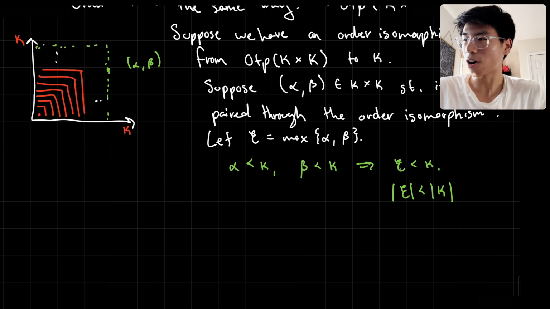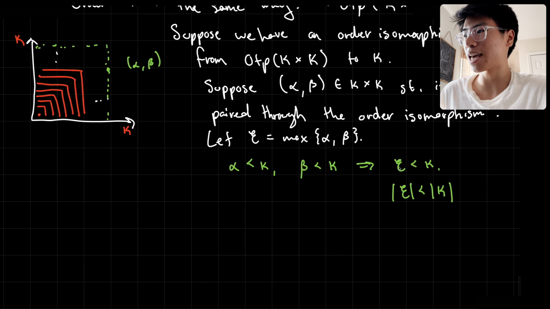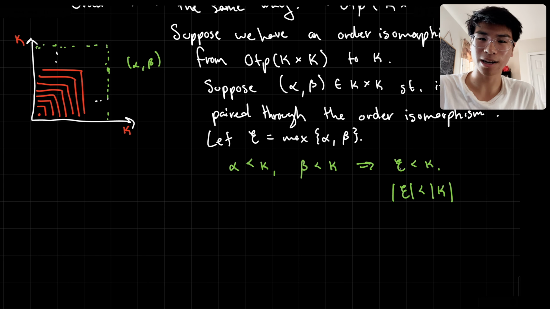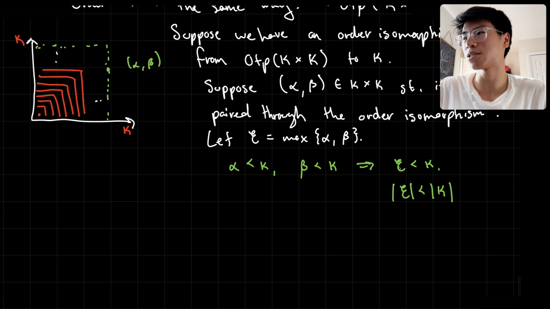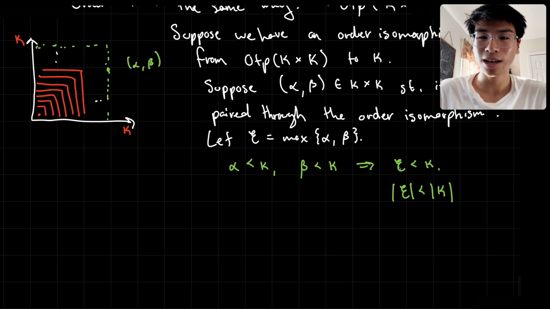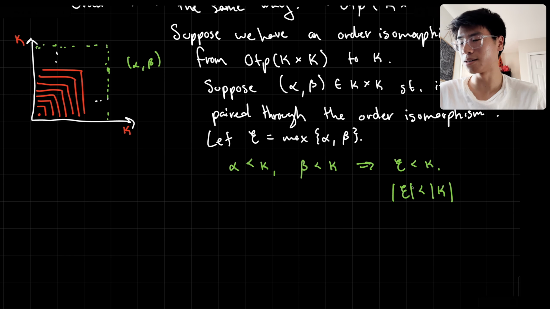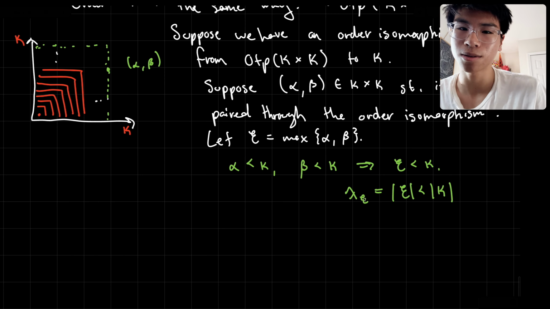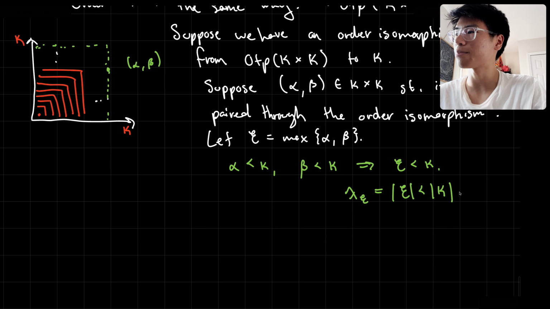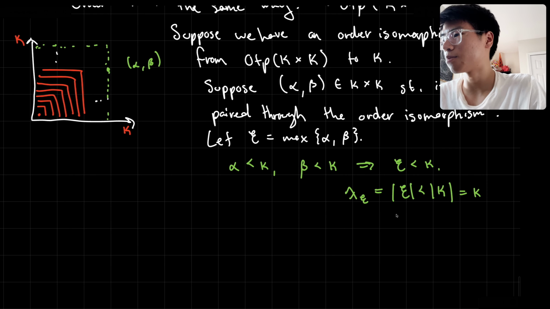You see, if the cardinality of epsilon was equal to kappa, that would imply that epsilon would actually be the smallest cardinal that bijects to kappa. So kappa wouldn't be a cardinal number. So it must be that this is true. So notice that this corresponds to some cardinal number lambda epsilon. And also recall that the cardinality of any cardinal number is just the cardinal itself. So what we have here is some lambda epsilon that is less than kappa.